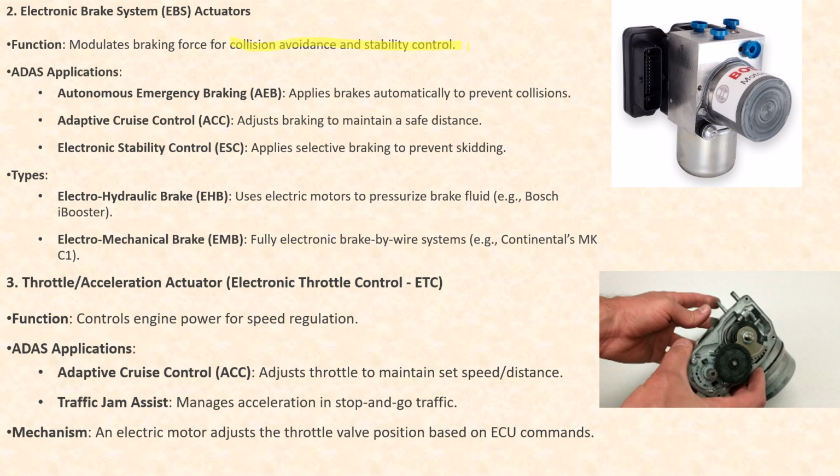Now what are the types of electronic brakes? First is the electro-hydraulic brake, which is manufactured by Bosch. This is a very popular, in-demand electro-hydraulic brake. And the electromechanical brake, a fully electronic brake-by-wire system, for example Continental's MKC1. Now this is a very state of the art braking actuator which is making a drastic entry into the market. This is a very state of the art technology.